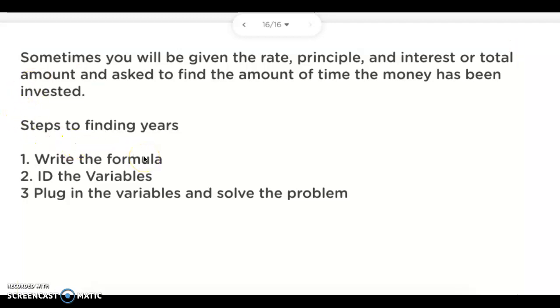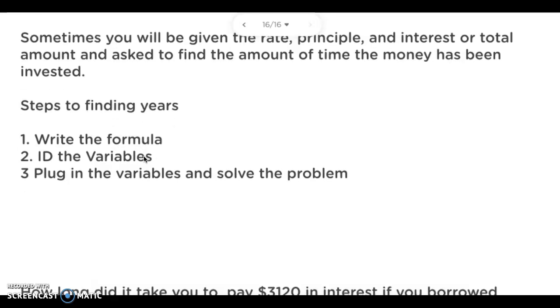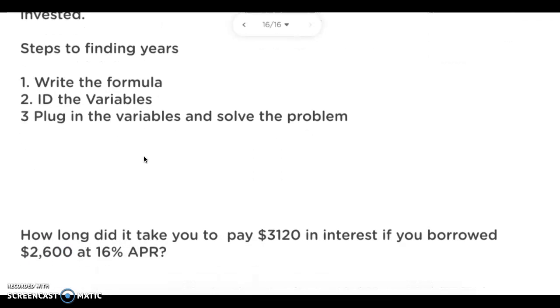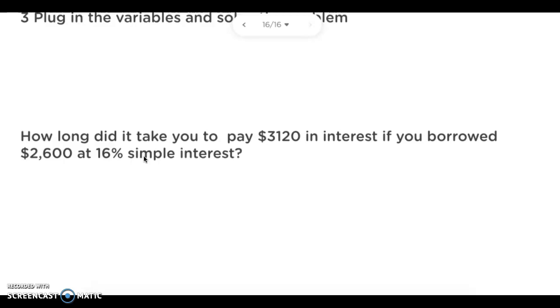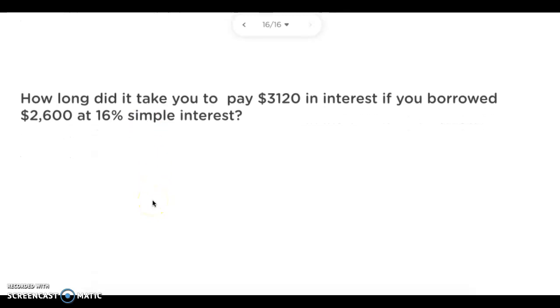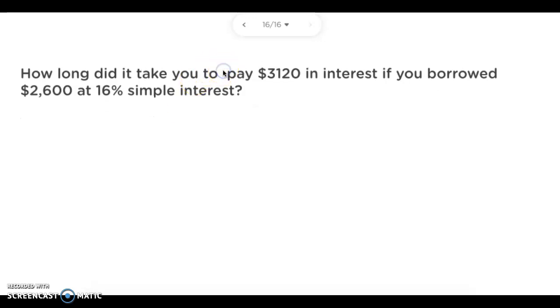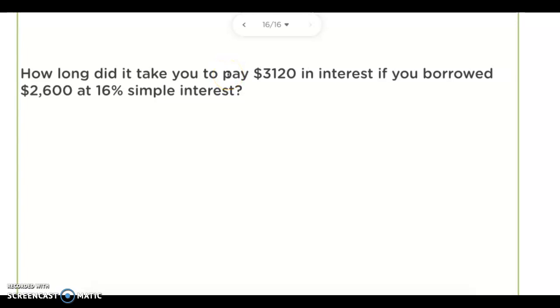I'm assuming that you've paused the video, and this is pretty much exactly what the steps were when we were solving for simple and compound interest. Now this is going to be specifically for simple interest problems. It says APR here. I want that to say simple interest, so we know exactly which formula we're going to be using. The question is: how long, that means we're looking for time, did it take to pay $3,120 in interest if you borrow $2,600 at 16% simple interest.